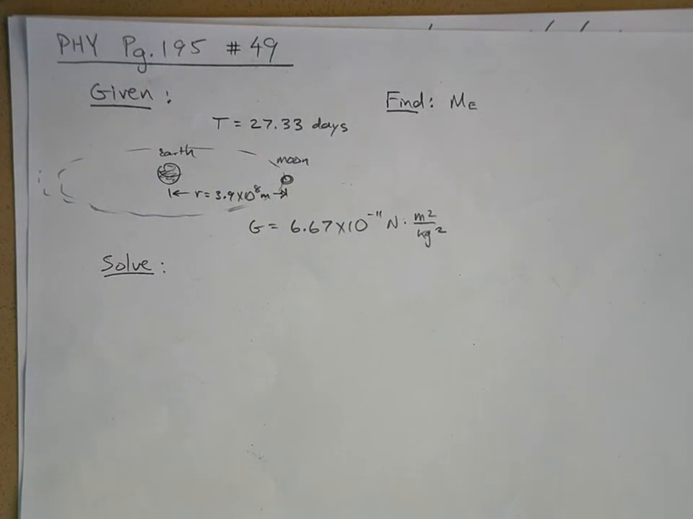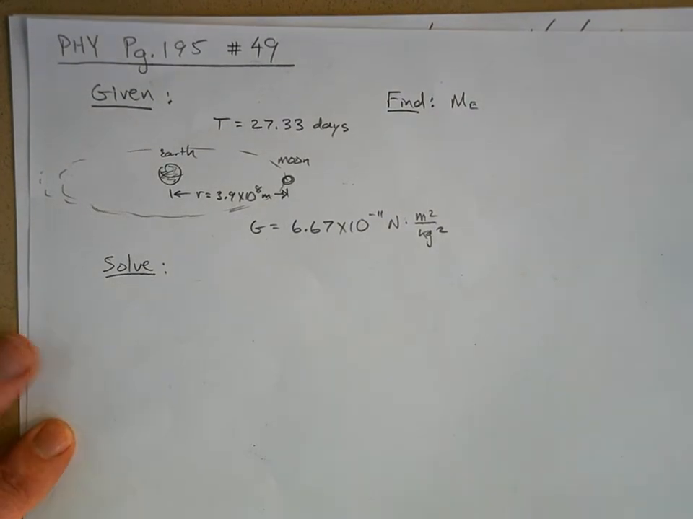Okay, let's work problem number 49. I'll read the problem. It says, use Newton's version of Kepler's third law to find the mass of the Earth. The moon is 3.9 times 10 to the 8 meters away from the Earth, and the moon has a period of 27.33 days. And then compare this value to the mass found in problem 39.